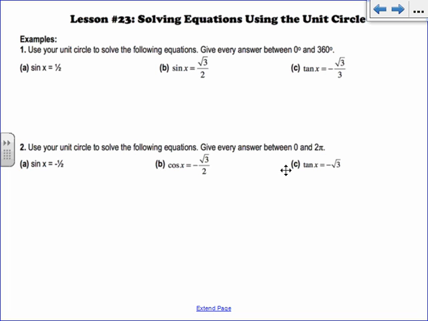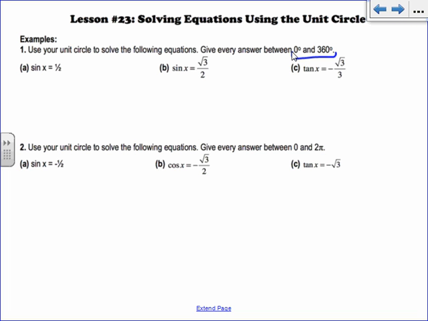Okay, so number one, it says use your unit circle to solve the following equations. Give every answer between 0 and 360 degrees. The first thing is noticing that it says between 0 and 360 degrees, so we're doing this in degrees, not radians. Most of the time in pre-calc, you're going to do things in radians, and in AP Calc, we only do things in radians. So we have from 0 to 360. You should get to the point where you don't need to have your unit circle out. You should just be able to draw a little circle and tell what it is.